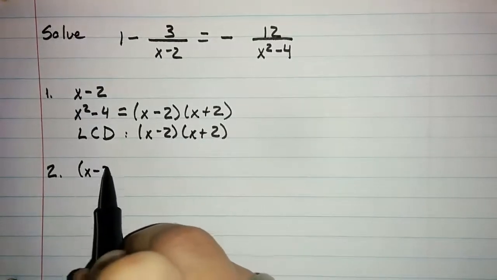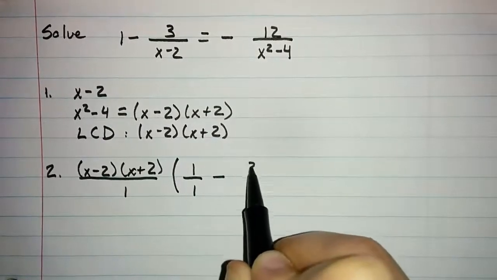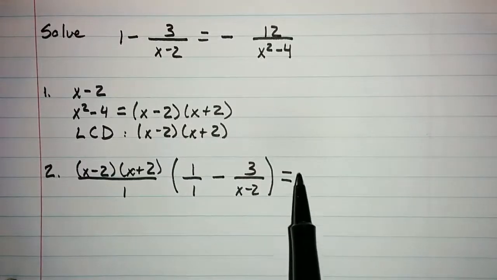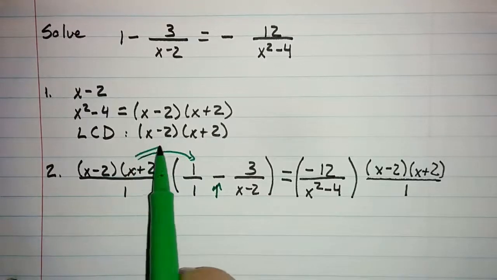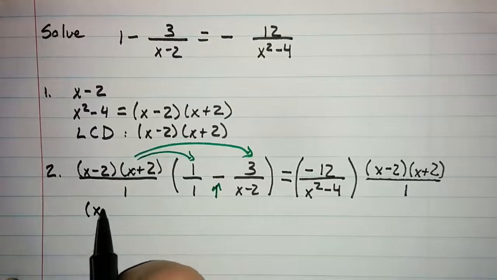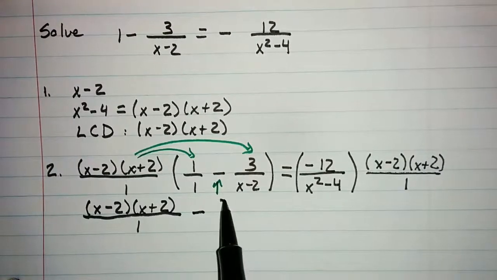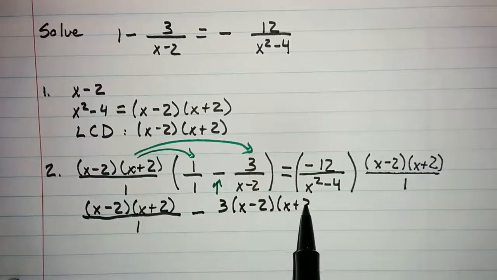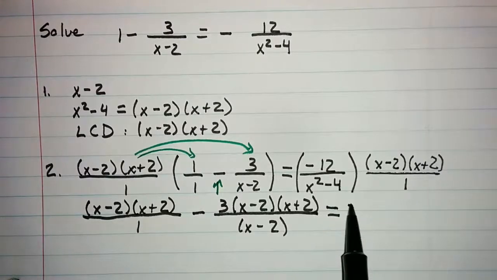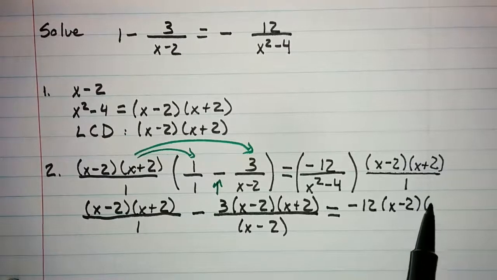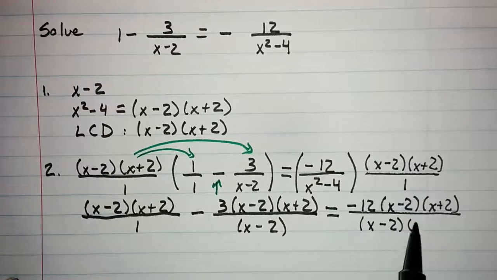On the left-hand side, I'll get x minus 2 times x plus 2 over 1 times 1 over 1 minus 3 over x minus 2 equals, here I think it'll be convenient to write the negative sign in the numerator. And now, noting this subtraction, I'll need to distribute. So on the left-hand side, I'll have x minus 2 times x plus 2 times 1 over 1 minus 3 times x minus 2 times x plus 2 over x minus 2 equals, on the right-hand side, negative 12 times x minus 2 times x plus 2 over, writing the denominator in factored form, x minus 2, x plus 2.